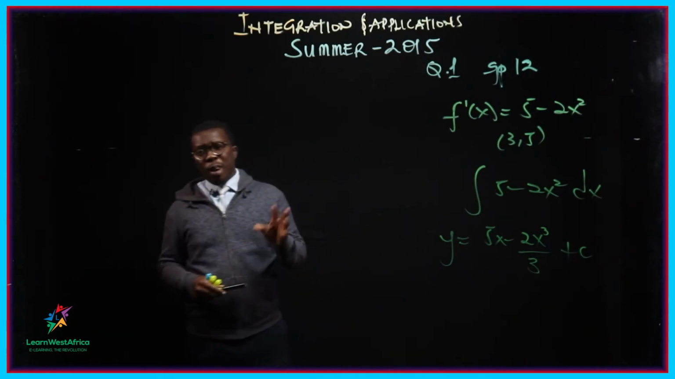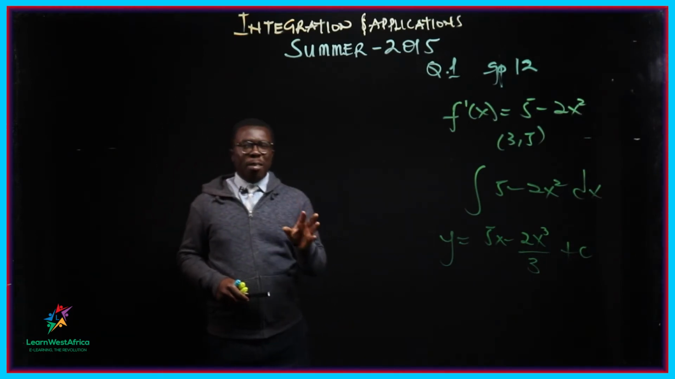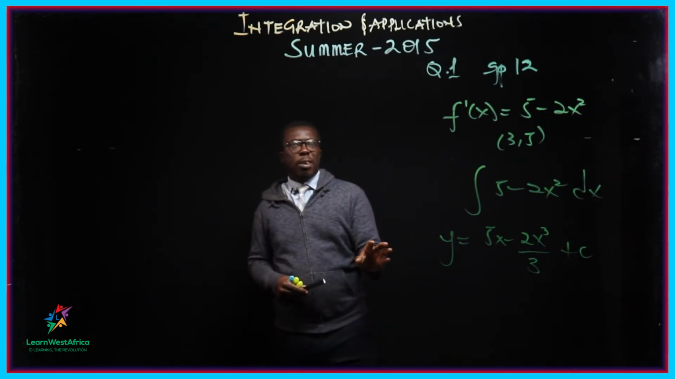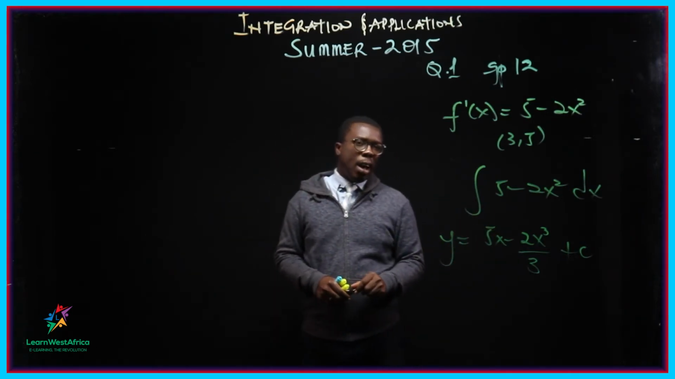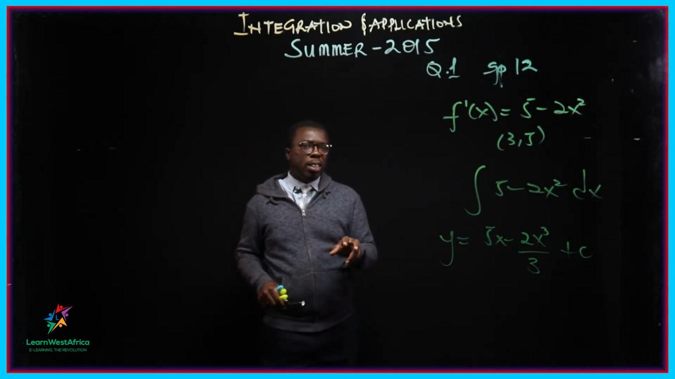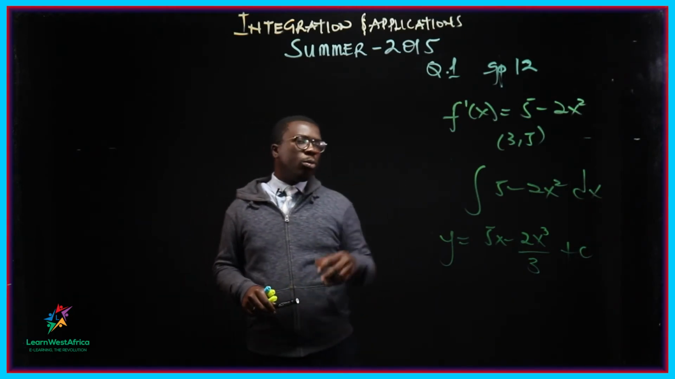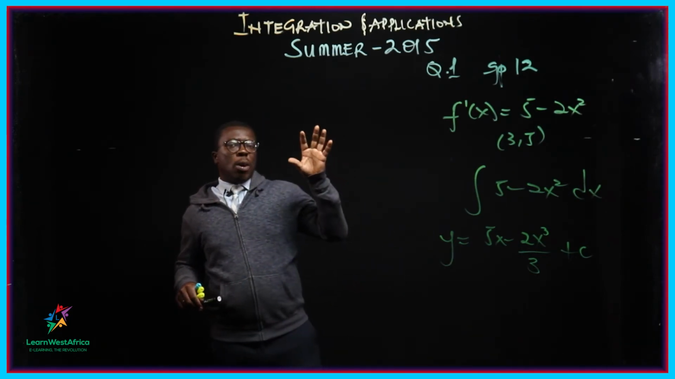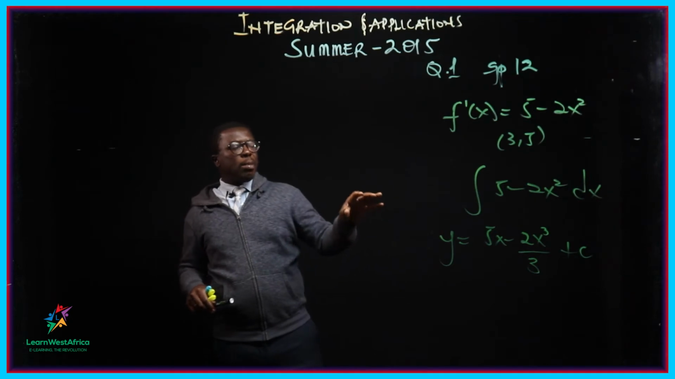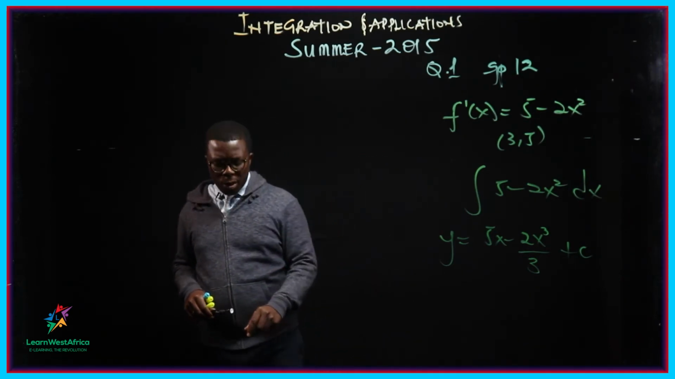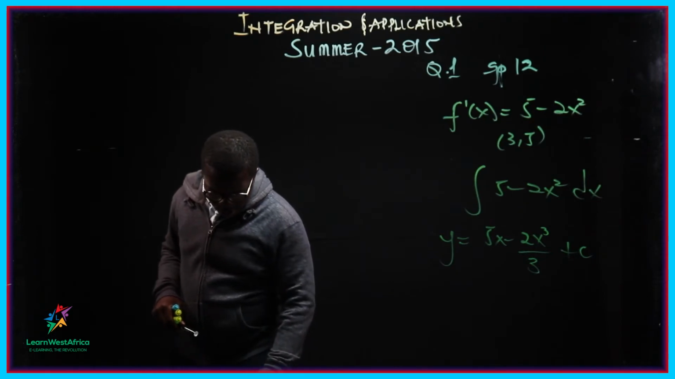The c is our arbitrary constant. Remember, if you're having a bit of challenge or you forgot, just go back to our website at learnwestafrica.com and try and pick up the revision courses on calculus and integration. I'm sure it should bring much of these things back to memory. So y gives us 5x minus 2 over 3 x cubed plus c, where c is an arbitrary constant. So this is the equation that we have.